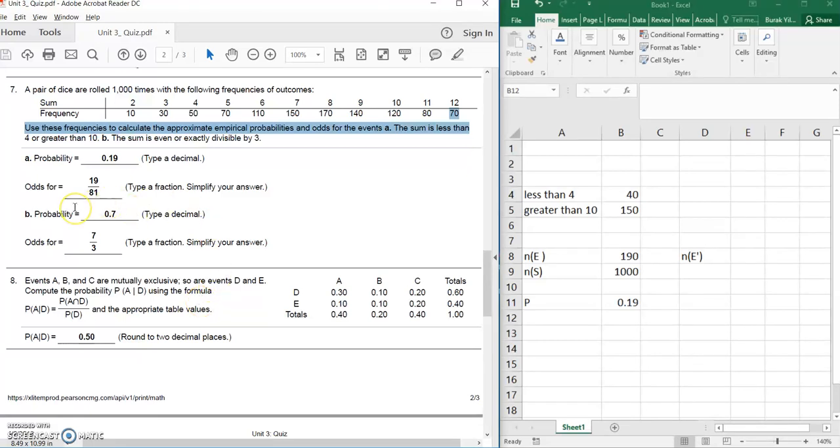And then in part B, it is asking for odds for this probability. Remember, in odds, we need to figure out NE divided by NE prime. So NE, we already figured that out, 190, and NE prime would be just 1000 minus 190, because it's all the remaining cases.